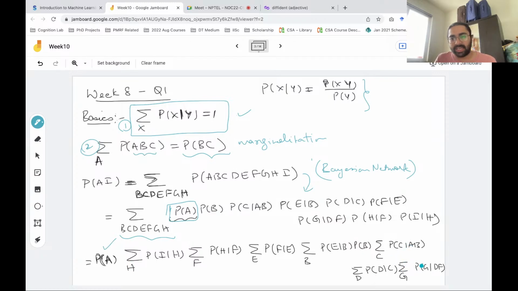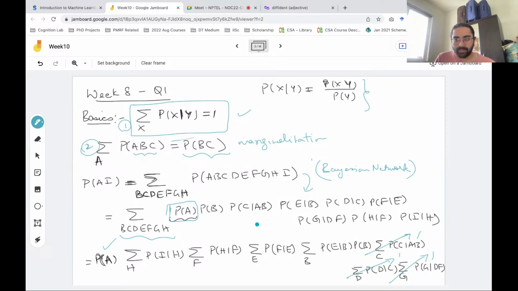And now we'll look at this idea that this summation over g, p of g given df, is similar to what you are looking at here, right? The first equation here. So this turns out to be just 1, right? So what ends up happening is your summation over d will have a summation over d p of d given c into 1, which is probability of d given c, right? And the same thing applies here because summation over d p of d given c is again 1. Again this is 1 because summation over c p of c given ab is also 1, right?